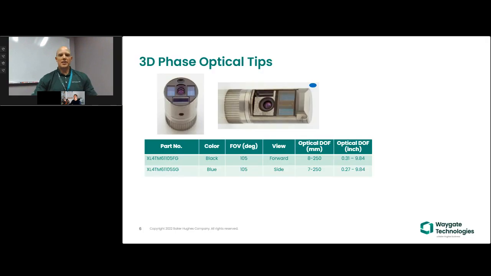So 3D phase was introduced back in about 2009 on the XL G3 platform. And the original tips that we offered were a forward general purpose black tip and an accompanying side view blue tip. These both have a 105-degree field of view and a depth of field of about 7 to 250 millimeters. So these tips work great for general purpose inspection.